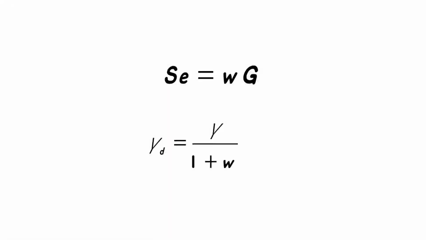And the relationship is Se is equal to wG, and another important equation is gamma D, that is the dry density, is equal to gamma divided by 1 plus w.